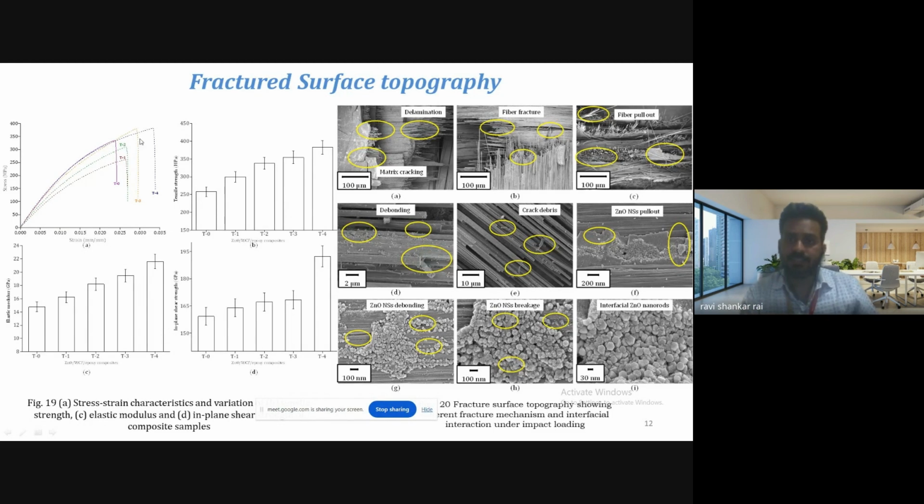Along with that, after the fractures, we examined the fracture surface topography, and it was seen that initially, for the case of no nanostructure, there was only delamination, fiber fracture, and fiber pull-out. After that, there were ZnO nanostructure pull-out, ZnO nanostructure debonding, their breakage, and interfacial ZnO nanostructures. These hexagonal nanostructures at the interface of the composite increase the resistance to sustain the applied load. So overall, the fracture resistance increases, and the strength of the material increases.